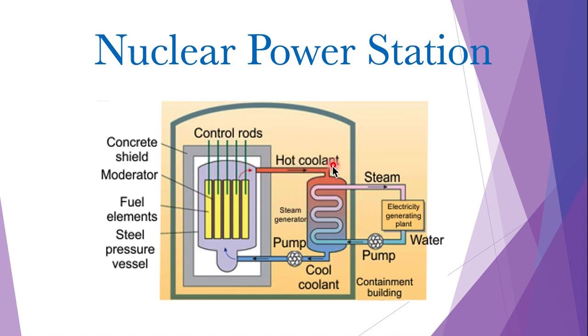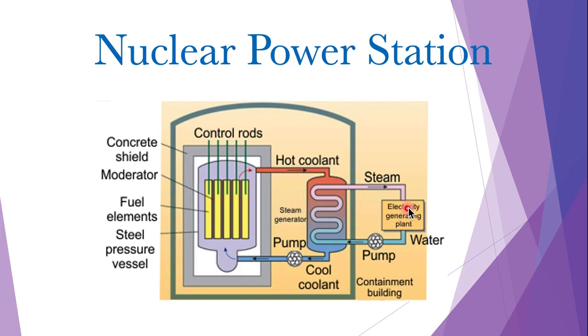The hot coolant comes here and heats up this water, and the steam is generated, which produces the electricity. Here we have the electricity generating plant. So this steam goes over here and electricity is generated here. Then the cool water comes from this generating plant. After all the energy is used up, the cool water comes back here, gets heated up again, and then the steam is produced again. So this is a kind of cycle.